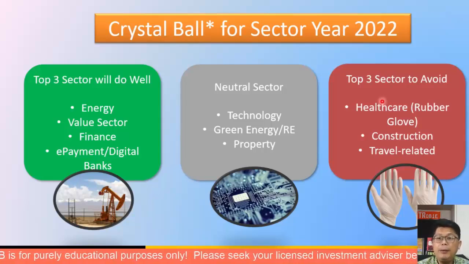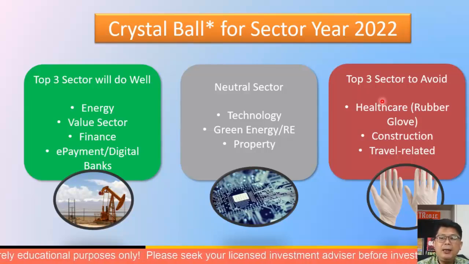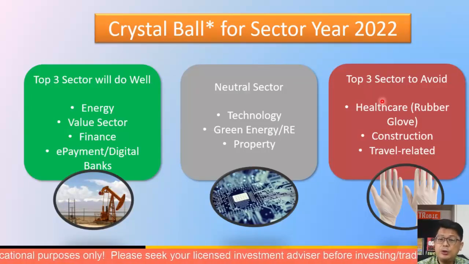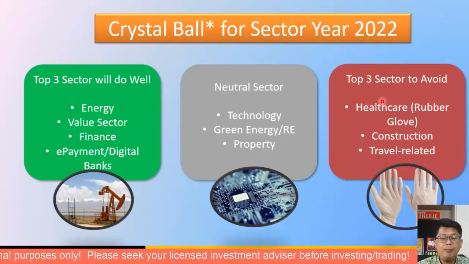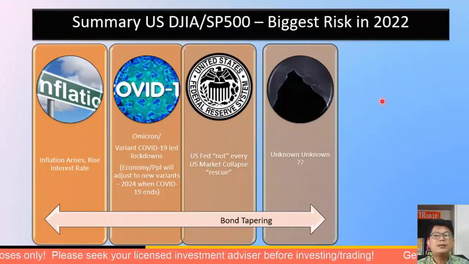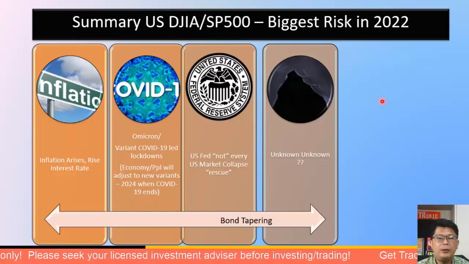Okay, the three sectors to avoid will be healthcare. I do think rubber gloves, due to continuing low prices, declining or stabilizing ASP, have very little upside. Construction and travel related, because of Omicron as well as 2022, a lot of restrictions are going to be up. We do not know this coming winter, which we'll see in January and February, how much the Omicron virus will affect things too. Okay, so for summary, US Dow Jones, one of the biggest risks in 2022 is these four things.